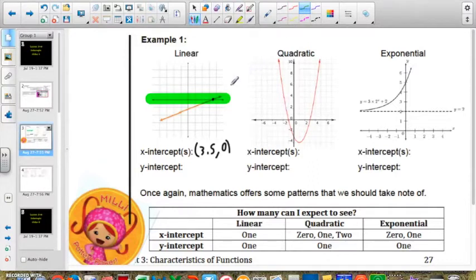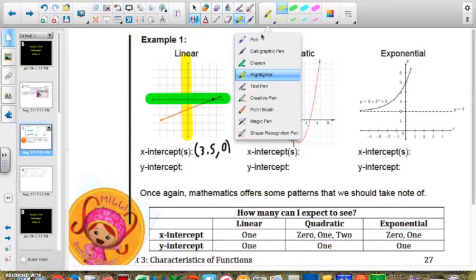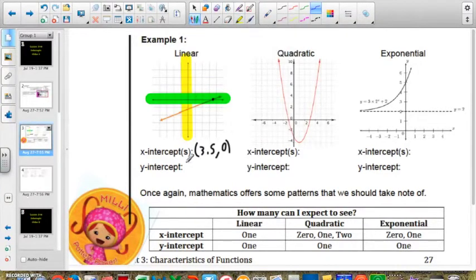Now if I look at the y-intercept, that's going to be where it crosses my y-axis. So I'm going to look to see what y value it crosses. My x value will always be 0 for a y-intercept, and this is going to cross somewhere between -1 and -2. It looks like it's going to be a little bit closer to -1 than to -2, so I'm going to estimate that that's going to be about -1.25. And there I've done it. I've given the x-intercept and the y-intercept for the first problem.